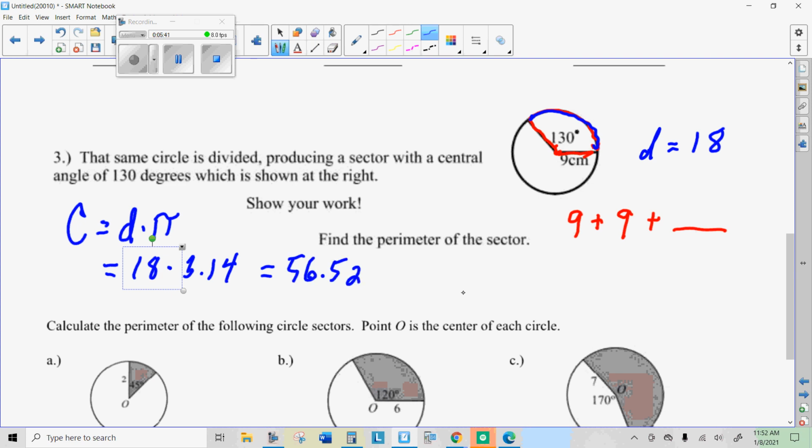All right, and I'm going to do the proportion. 56.52 is the entire circumference. I only want 130 degrees of that out of the 360 total degrees in a circle. So I'm going to multiply by 130.